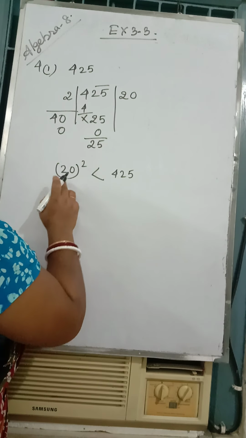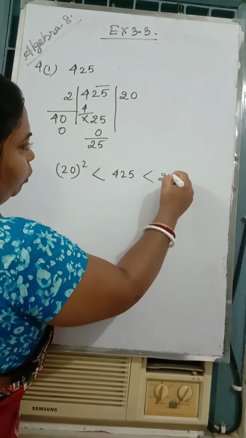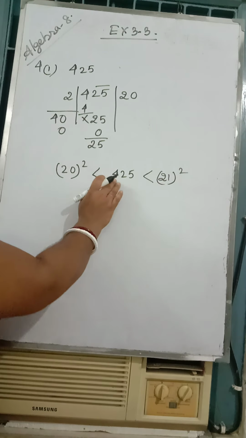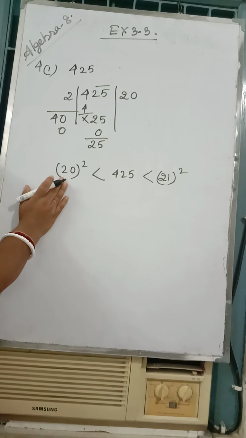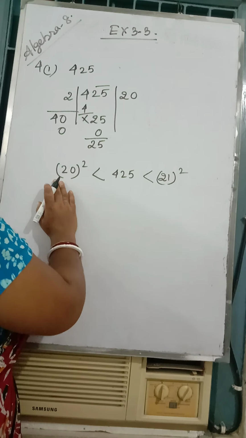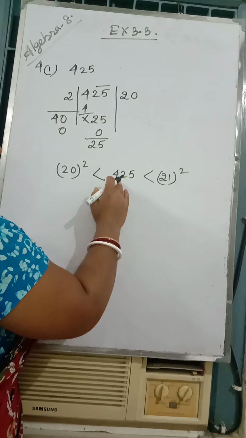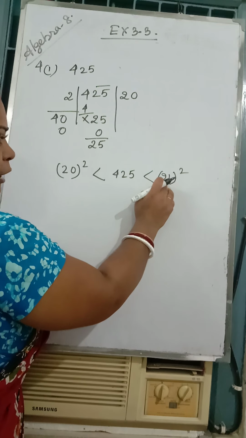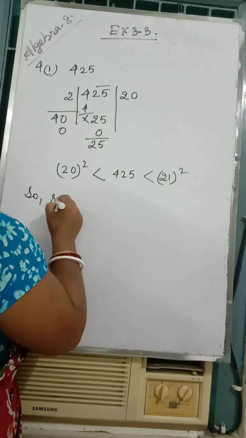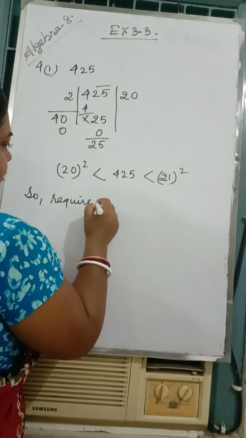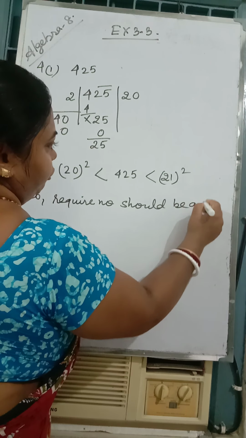They have not asked us to subtract. They have asked us what should be added. So what does it mean? 425 is not a square number. It is lying between squares: it is greater than the square of 20 and less than the square of 21. So I have to add something. If I add something, it would become the square of 21. So what is the square of 21? The required number should be added to make it the next square.